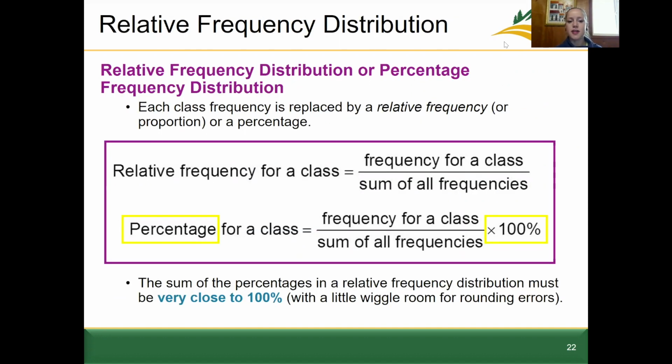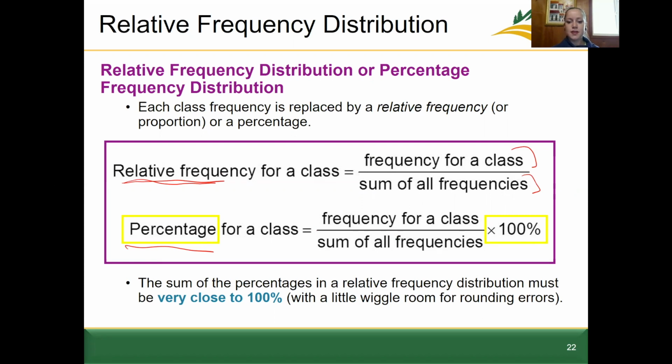Another concept here in chapter 2, section 1 are relative frequency distributions. So for these, each class frequency can be replaced by a relative frequency or a proportion or a percentage. So here's our relative frequency equation. Here is our percentage equation. For the relative frequency equation, we take a frequency for a specific class, and then we divide that by the sum of all the frequencies.